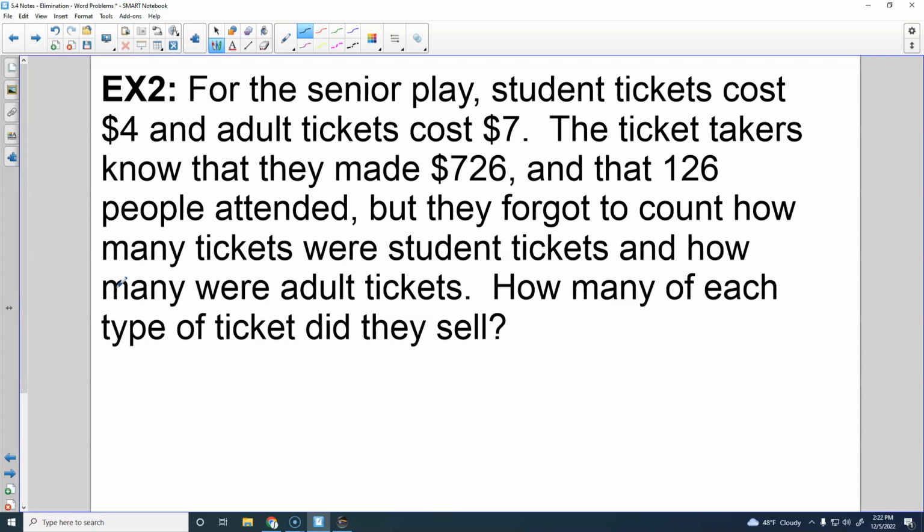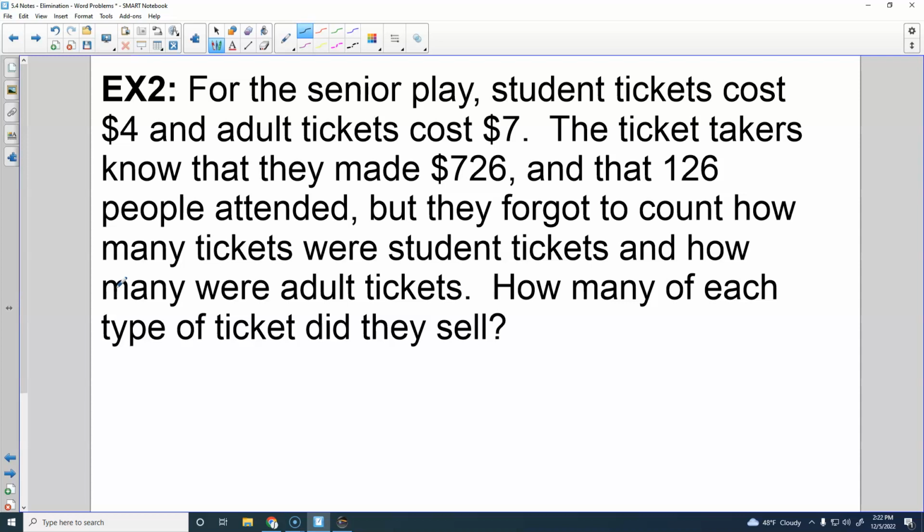So as long as everybody that is in there actually paid to get in, then you can just count the number of people that are there, and you will know your total attendance. But they forgot to count how many tickets were student tickets and adult tickets, so they didn't keep up with how many of each they had. And they would like to know how many of each type of ticket that they sold. So systems of equations can be used to figure this out.